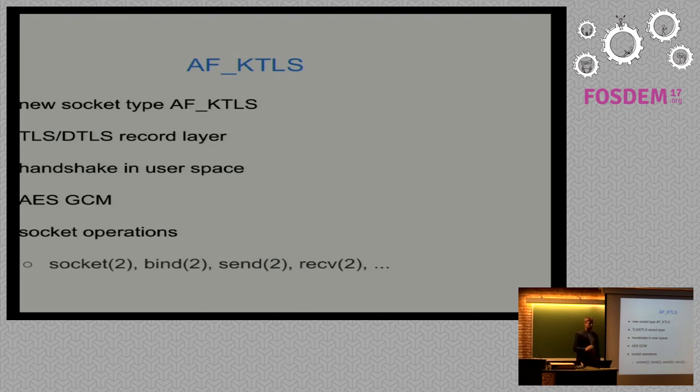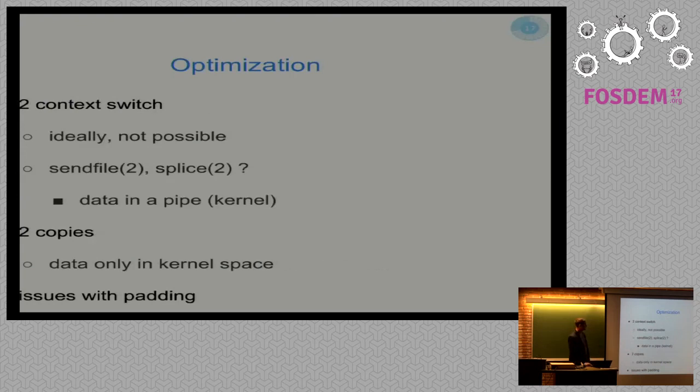It currently supports only AES GCM, but it could be extended using, for example, ChaCha20-Poly1305. And it implements most of the socket operations, such as socket for instantiating the socket, bind, send, receive, write, and such. You can also do advanced syscalls like sendfile or splice. The only syscall that is not implemented is connect. When I was designing the API, it didn't make much sense to implement such a syscall.